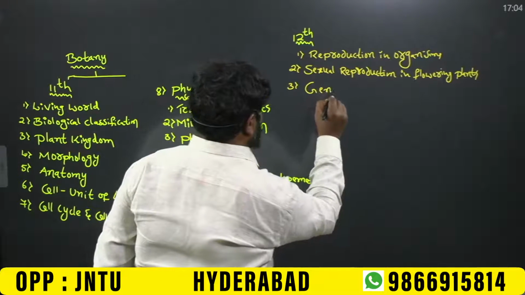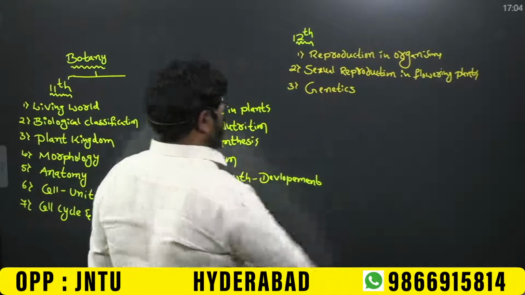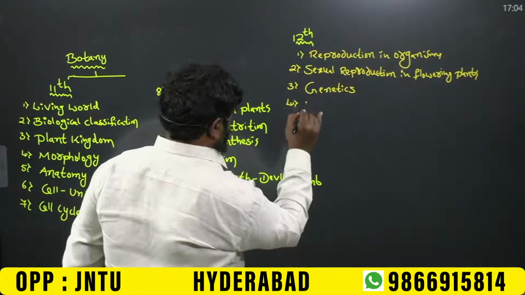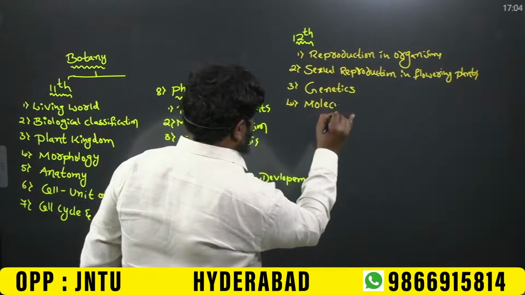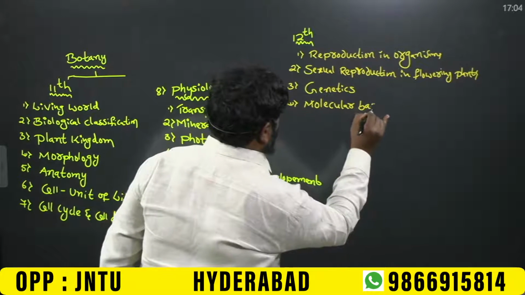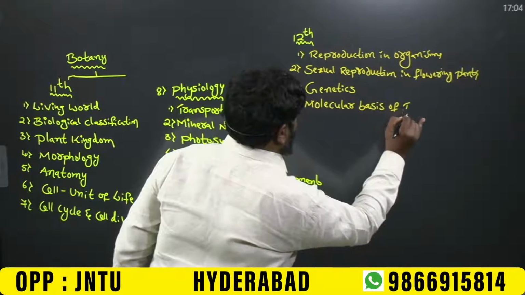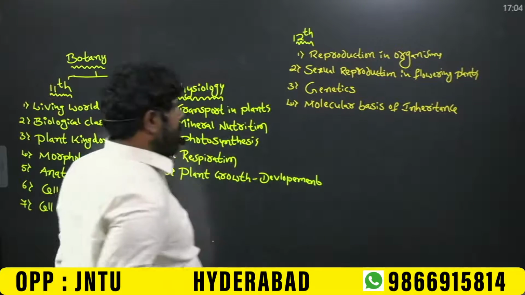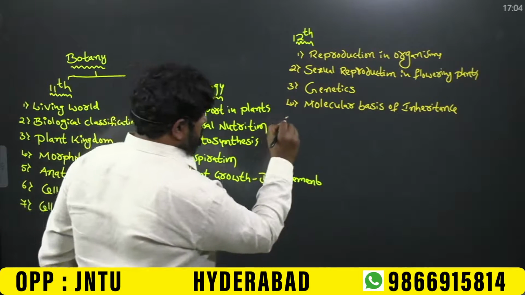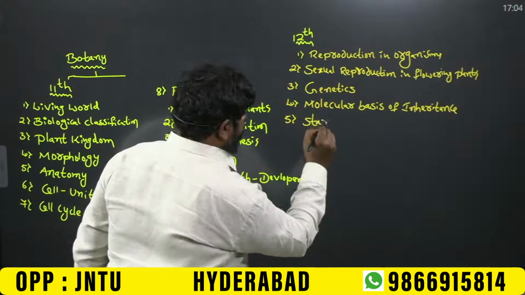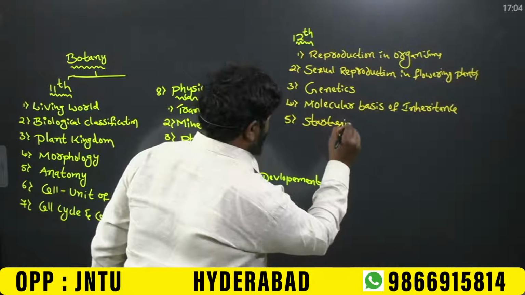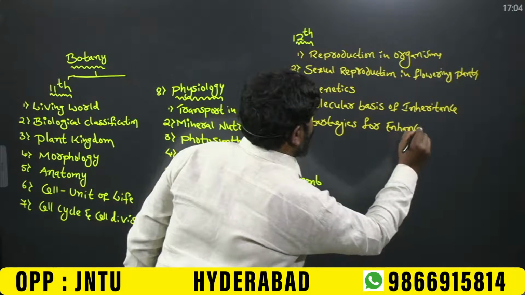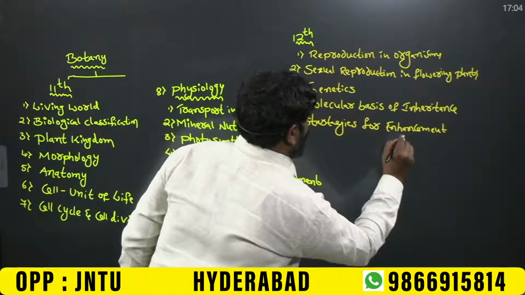Third, genetics, principles of inheritance and variations, and fourth, molecular biology means molecular basis of inheritance. Next, fifth, strategies for enhancement in food production.